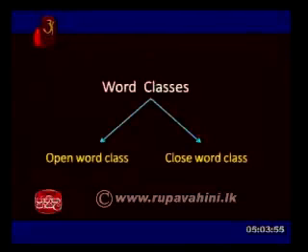Right. Now you can see the word classes have been divided into two sections: open word class and closed word class. Now children, in this open word class, those words can be changed. They are open to change. For example, you can add more new words. But in the closed word class, you cannot add any word. There is a definite number of words.